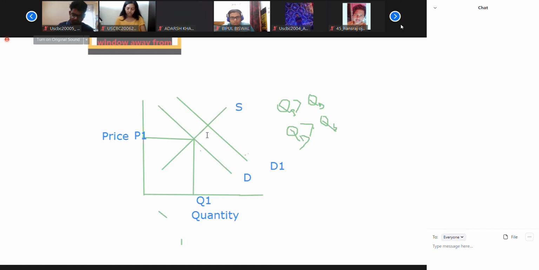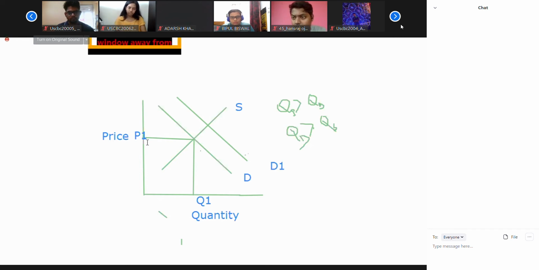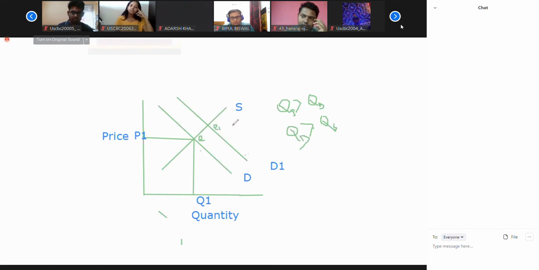Then what will be the price? Can the equilibrium price now be P1? So what will the equilibrium price and quantity be? Equilibrium depends upon the intersection point between the new demand curve and the old supply curve. The point was E, and now the equilibrium position will shift from position E to E1.